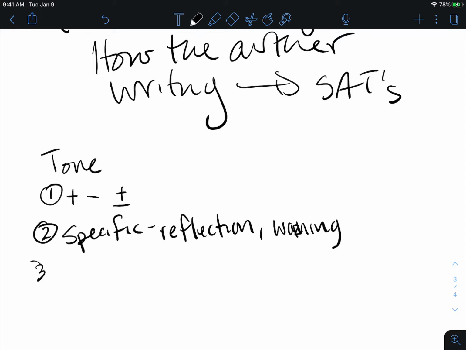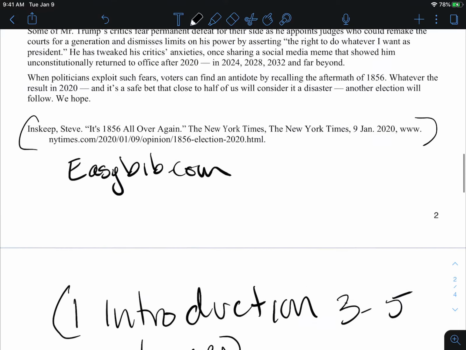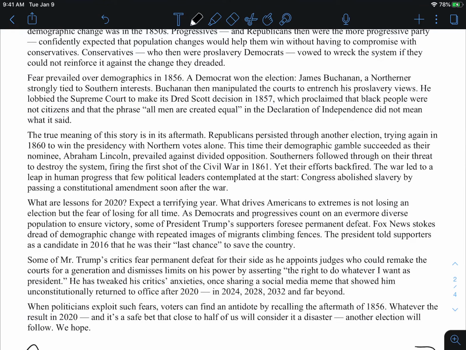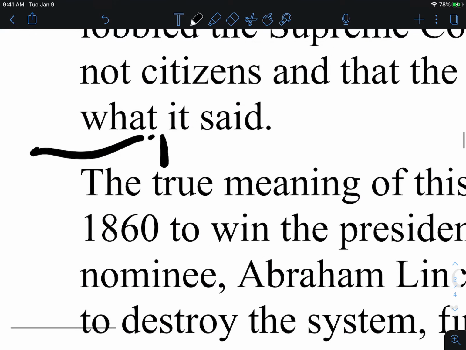The third thing we want to do when we look at tone is ask, does the tone shift at all? And if it does shift, what does it shift to? Does it shift from positive to negative, from neutral to negative, from neutral to positive, whatever that is? We want to be aware of what that shift is. For me, I find that shift right here. This is where I see a tone shift.